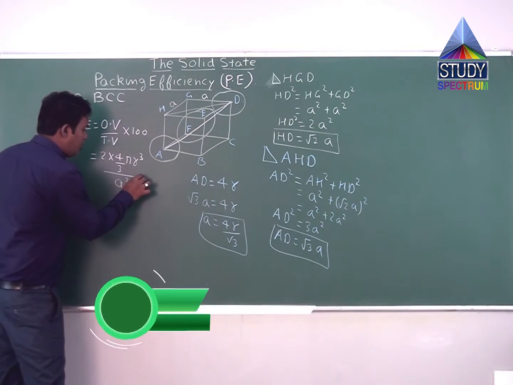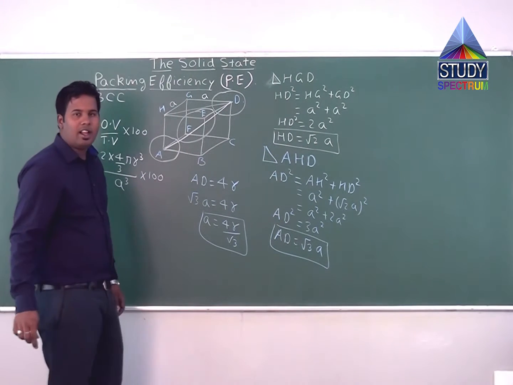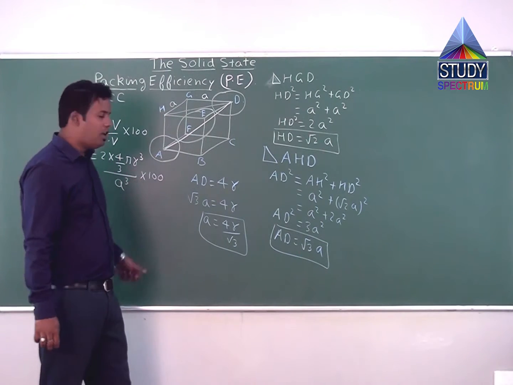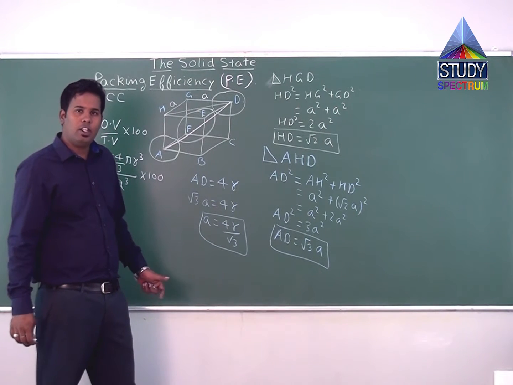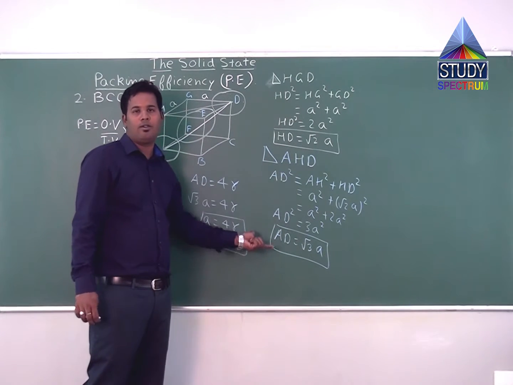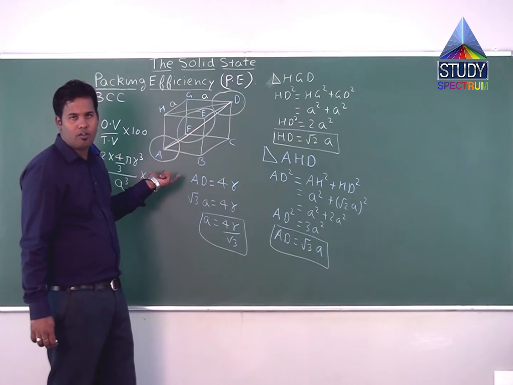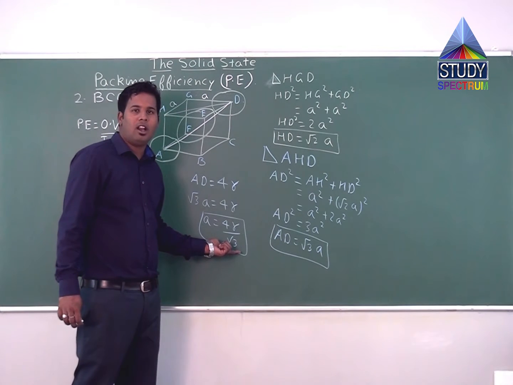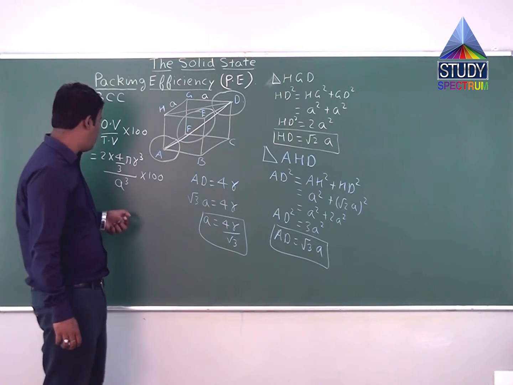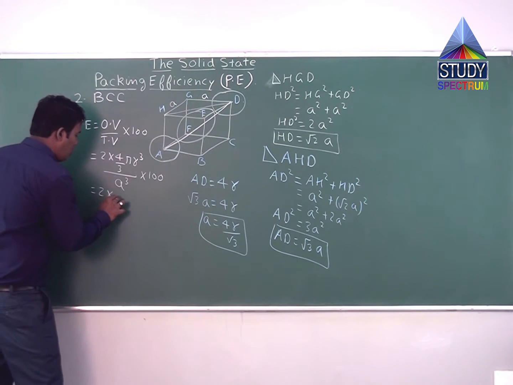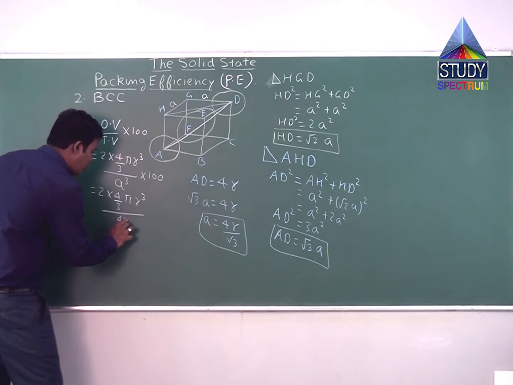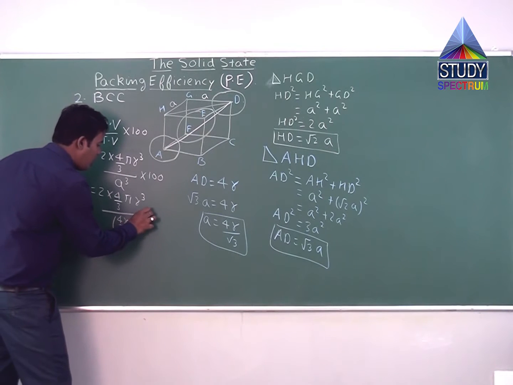Now once again we have a problem that we have two different variables, r and a, in numerator and denominator, and we should have a relation between these two variables so that they cancel out and we are left with numbers only, so that we can calculate packing efficiency easily. That is why we did this previous part of work while calculating the packing efficiency of BCC, and obtained the relation a is equal to 4r by root 3. So if I substitute a is equal to 4r by root 3 here, it becomes 2 into 4/3 pi r cube divided by the cube of 4r by root 3, into 100.